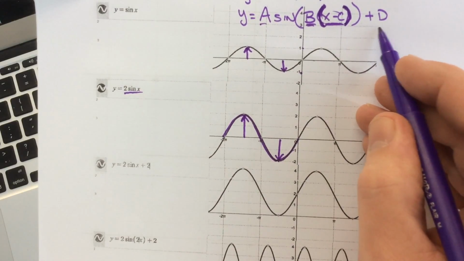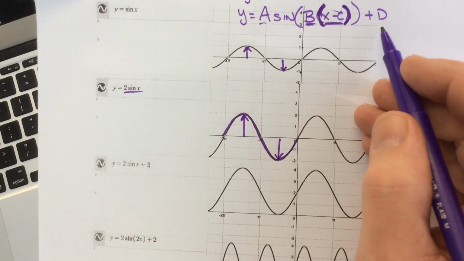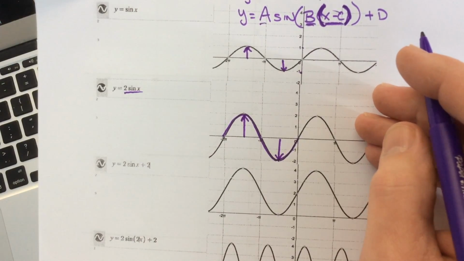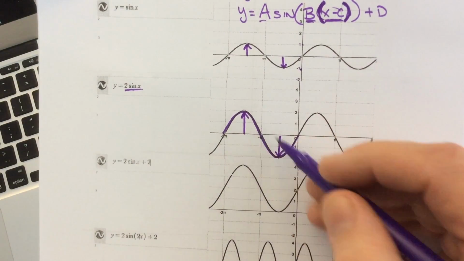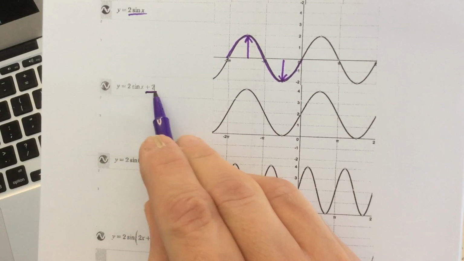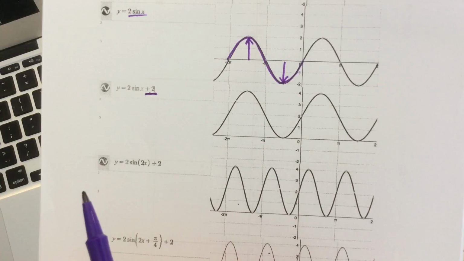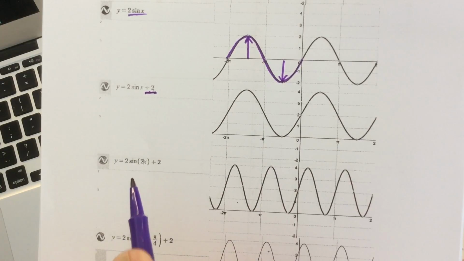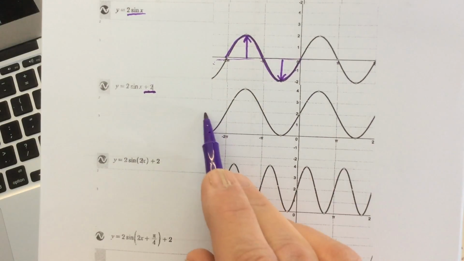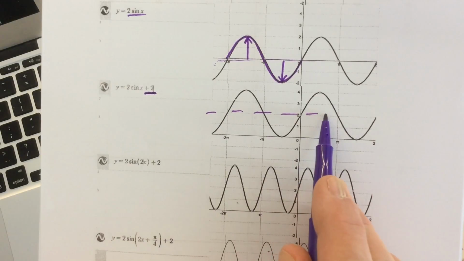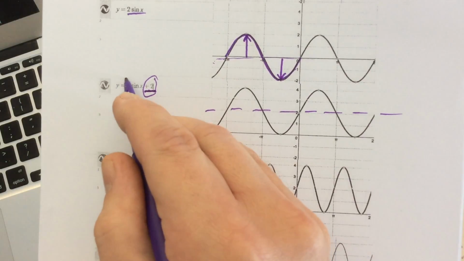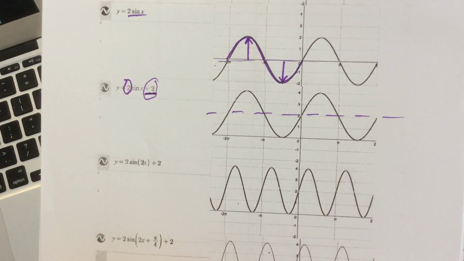So now let's look at what D does, because that's another thing that happens to the entire function. So it's what controls the motion up and down. Okay? Here we've stretched it. Here we're going to actually shift it. We're going to change its position 2 spaces up, 2 spaces in the positive direction. So that means the midline, which before was 0, now is positive 2. This number represents the midline. This number represents the amplitude.